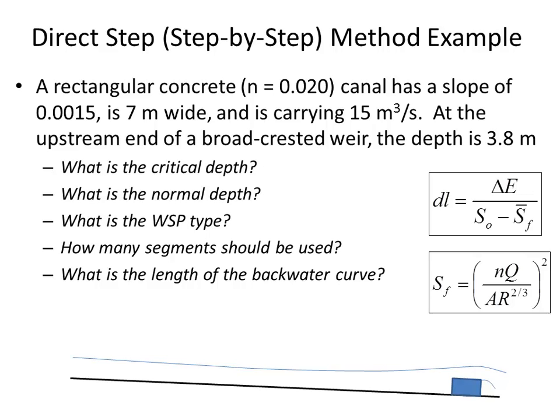So we are going to try and find out the length of the backwater curve. And what that means is, how far upstream is it until we get to the normal depth? So what is the length from this obstruction, where the depth is 3.8, all the way until things have settled down and it's back to the normal depth, where the normal depth is 1.195 meters. So where it says, what's the length of the backwater curve, we're trying to find out how far until conditions are uniform again.